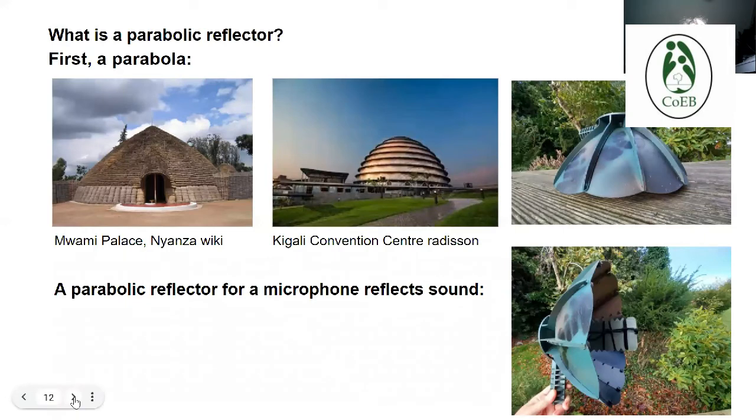So intriguingly, this shot up before. What is this? Well, this is about parabolas. There's some famous parabolas already in Rwanda. The Mwami Palace at Nyanza is one. Kigali Convention Centre is another.